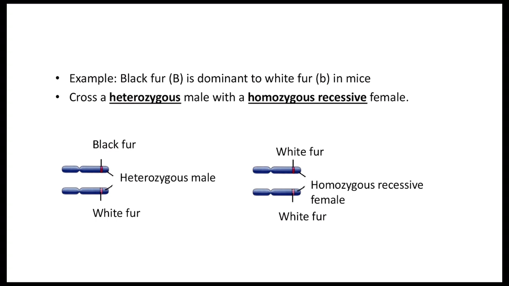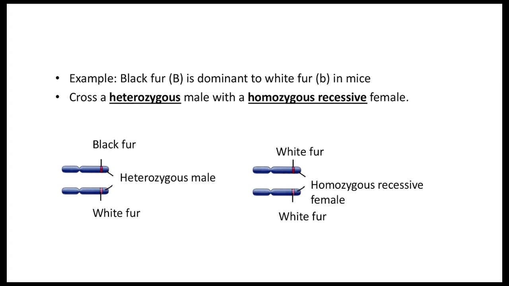Heterozygous male means that there is one allele for black fur, capital B, and one allele for white fur, little b. Homozygous recessive tells us that it's white, so little b, and they would have to be the same allele in order for it to be white, because otherwise it would just be showing as black fur. So we figured this out because we were told that black is dominant to white, meaning that white is recessive.